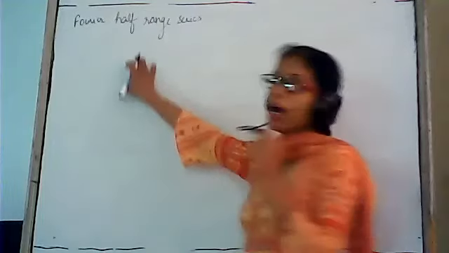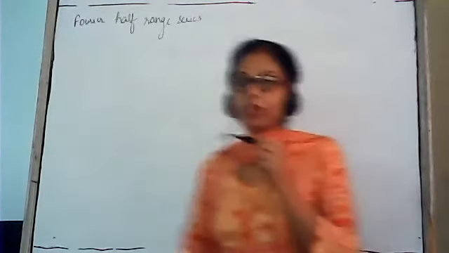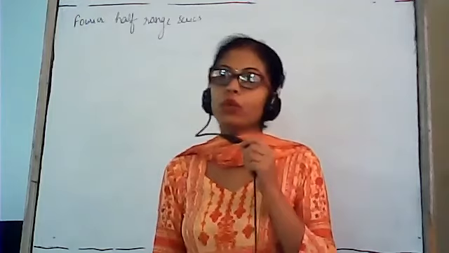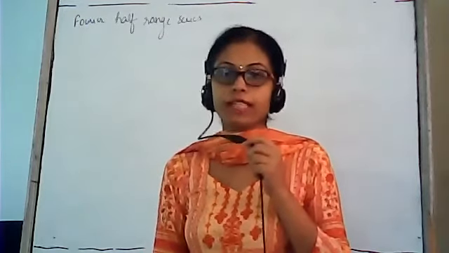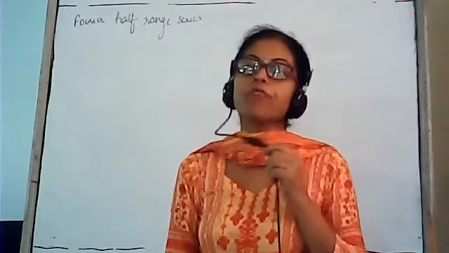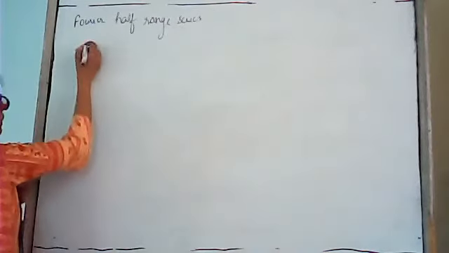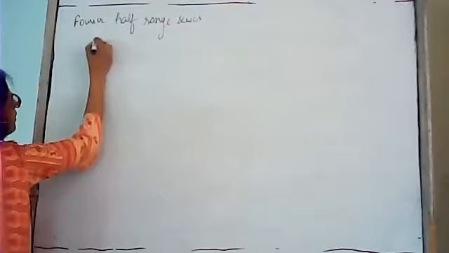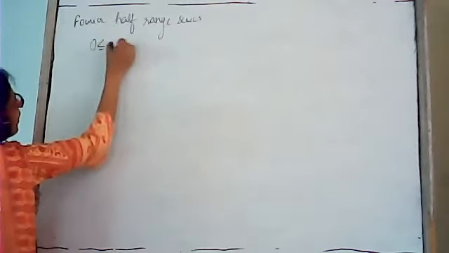The topic is Fourier half-range series. In the Fourier half-range series, we have again two types. One is the Fourier half-range sine series and the next is the Fourier half-range cosine series. First of all, in the half-range series, we will have the interval as 0 to pi.